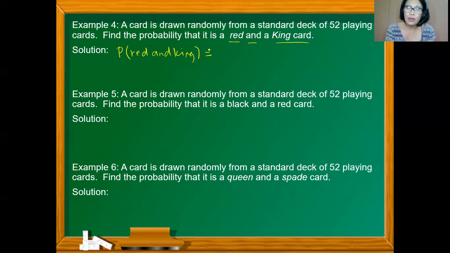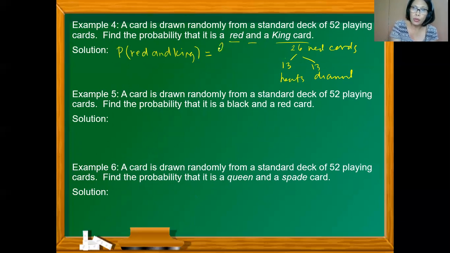So we have 26 red cards. From the 26 red cards, we have 13 heart cards and 13 diamond cards. From the 13 heart cards, we have one king card here and another king of diamonds from this group. So we have a total of 2 red kings all over 52 cards, which is 1 over 26.